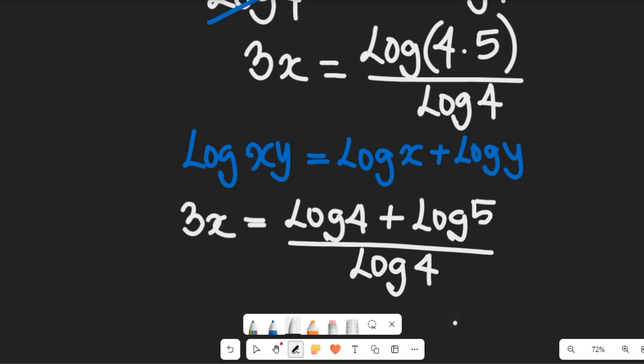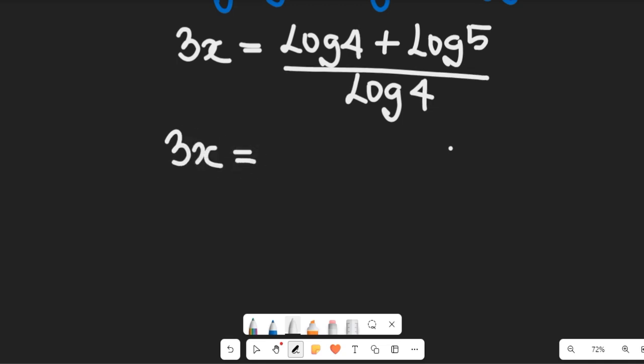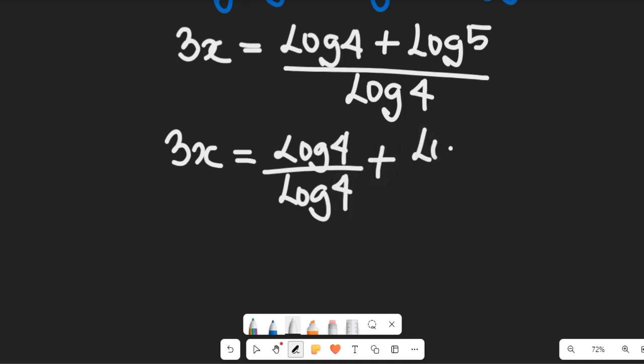Great. Now in the next step, I can separate this fraction. If I separate that fraction, I'll have my 3x to be equal to the log of 4 divided by the log of 4, right? And this will be plus the log of 5 divided by the log of 4.